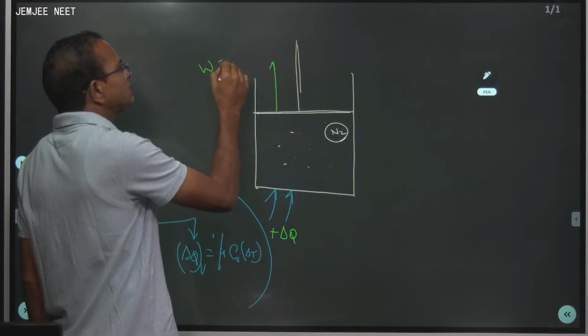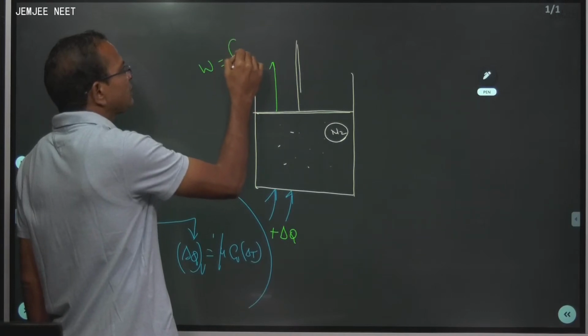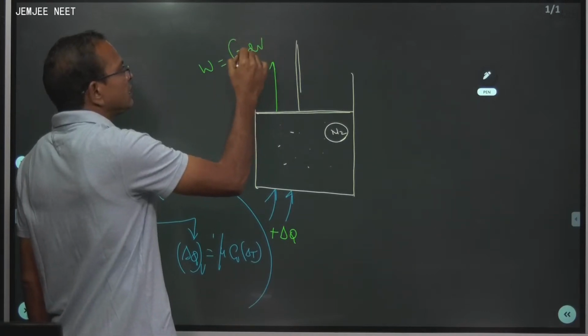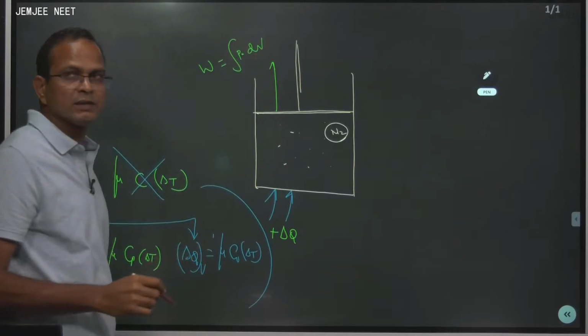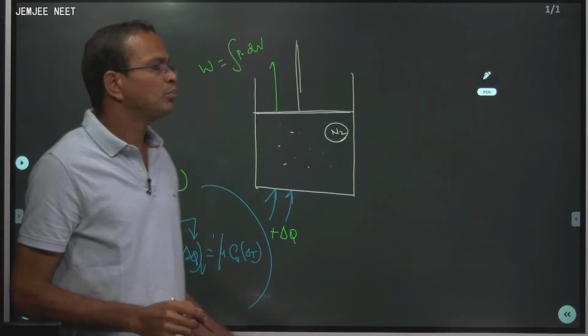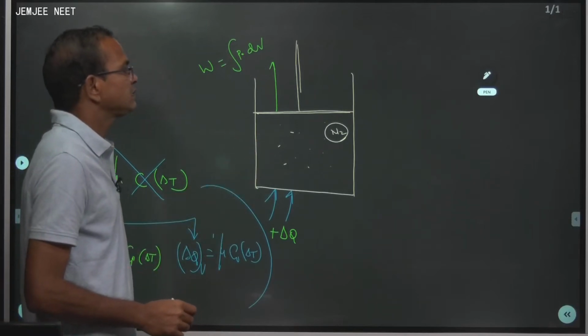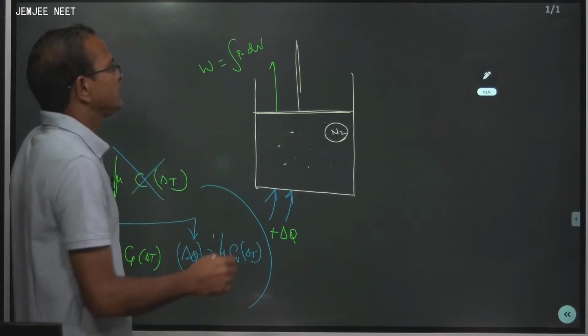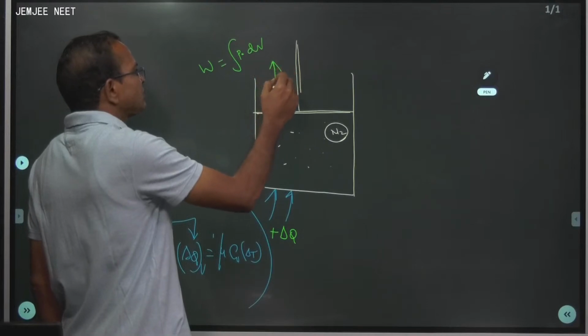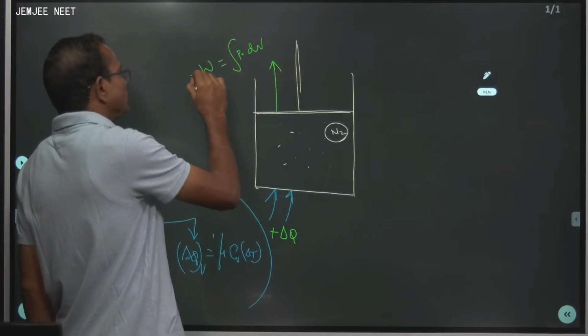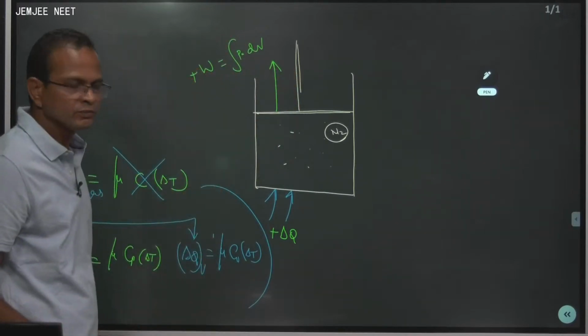What is work done by the piston? Integration P dV. Integration P times dV is the work done by the piston. Is it positive or negative in this case? Clearly my arrow mark shows that it's expansion, so it is positive in my case.